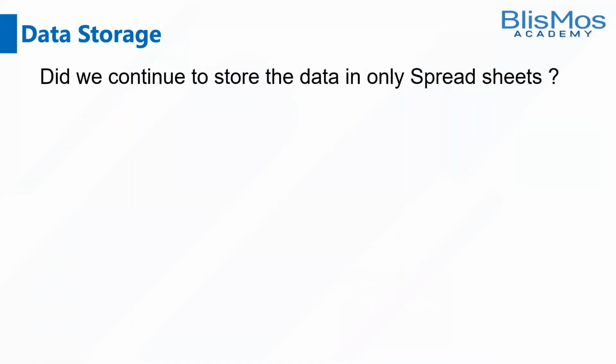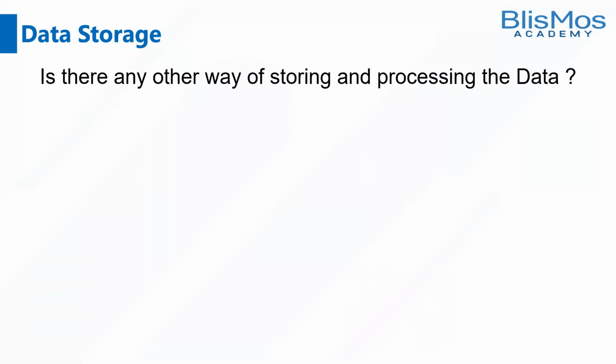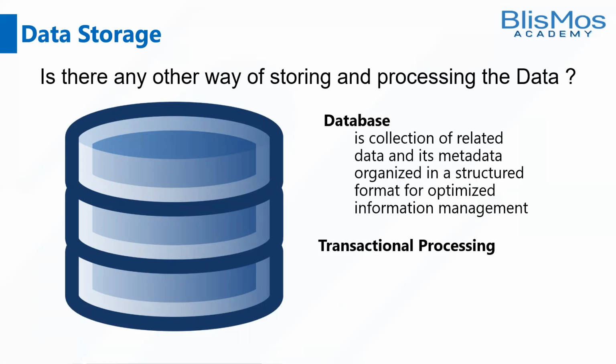Did we always continue to store the data in spreadsheets? Not really. That is where we got semi-structured data formats like JSON files and XML files. Did we always store the data in files? Is there any other way of storing and processing the data? Yes, it is. Thanks to Edgar F. Codd, who invented the relational model in 1969, from that day onwards, we started storing the data in relational databases.